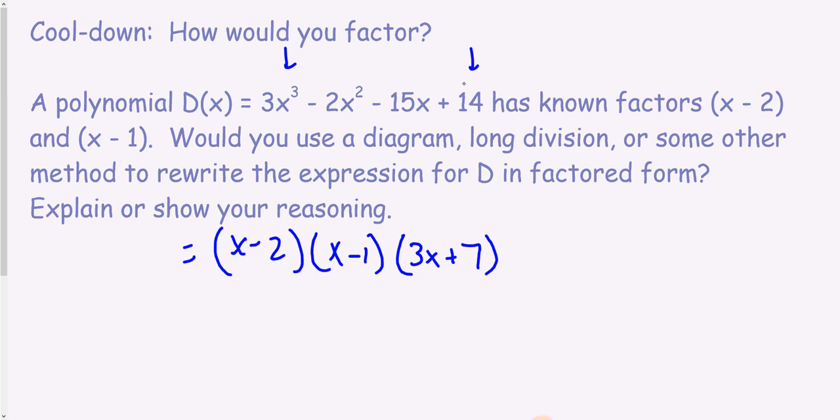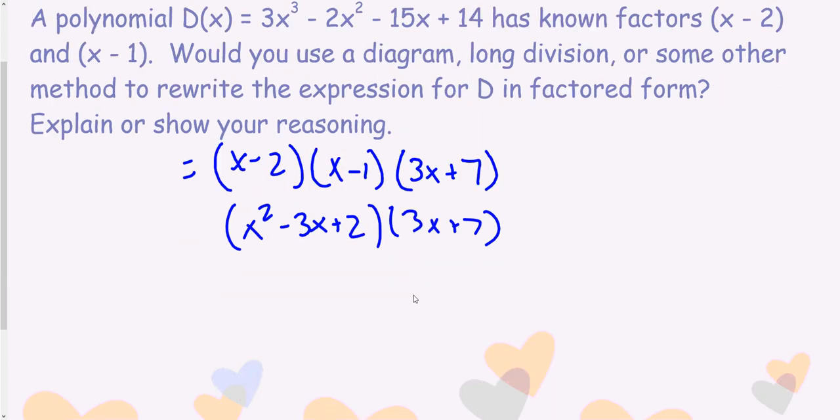Well, let's see if this works. Let's multiply the first two, and you have x minus 2 times x minus 1. You have x squared minus 3x plus 2 times 3x plus 7. Okay. All right. Now let's distribute this. 3x to the third minus 9x squared plus 6x.